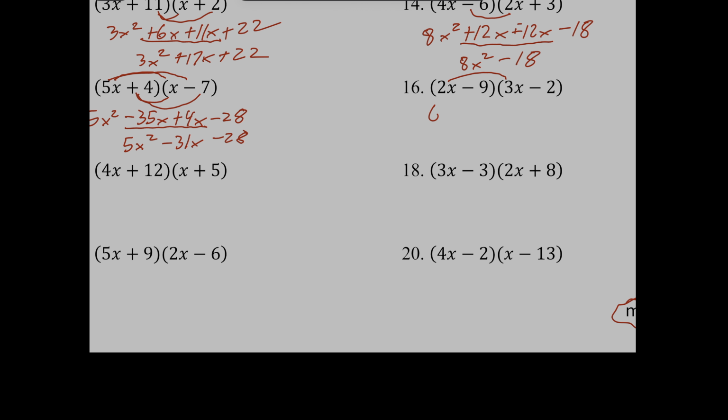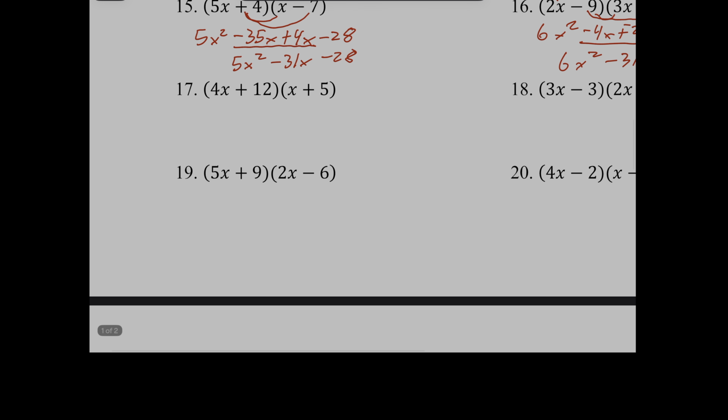I'm going to do my first, and I'm going to get a 6x squared. I'm going to do my outies and get a negative 4x. Let's do my innies, which is a negative 27x. And let's do my last, which is going to be a positive 18. There's my like terms. They're both negative, so I'm just going to add them together to a negative 31x plus 18. Cool. We got 4 more to go here.